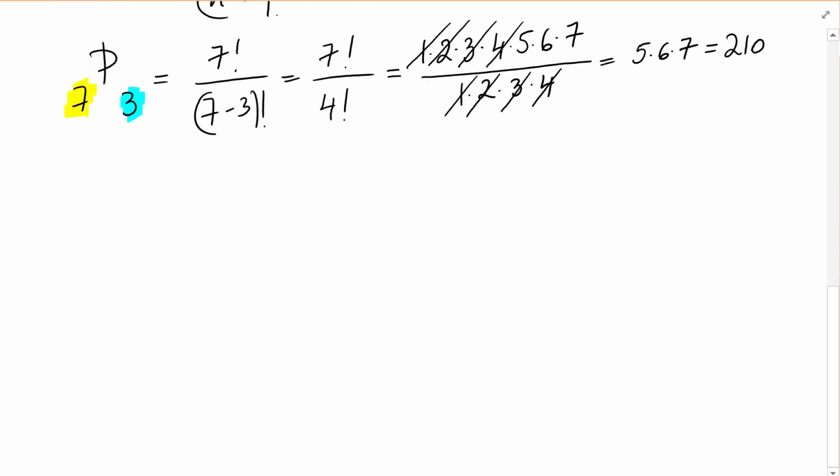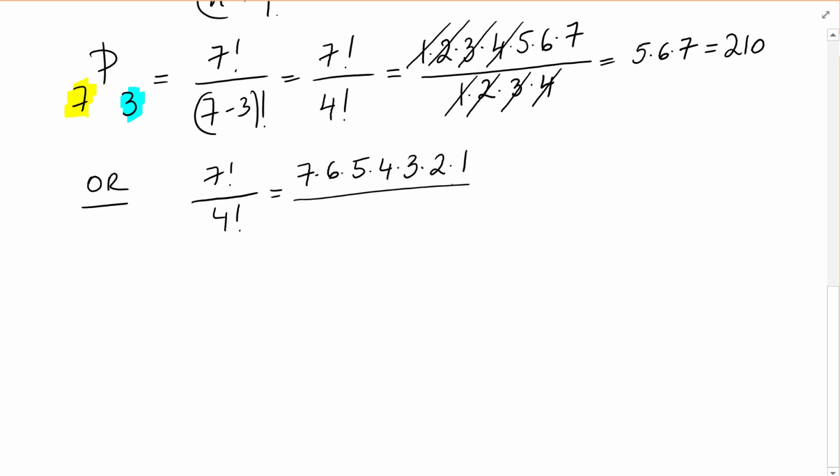Another way we can solve this, from 7 factorial over 4 factorial, we can say 7 factorial is 7 times 6 times 5 times 4 times 3 times 2 times 1. So we write them in decreasing order, and then 4 times 3 times 2 times 1. These 3 cancel with these 3, and we still get 7 times 6 times 5, which is exactly 210. Multiplication is commutative, so I can write them in that way.